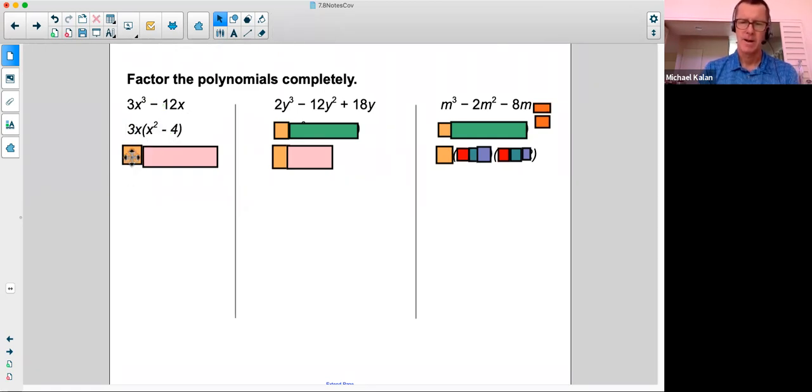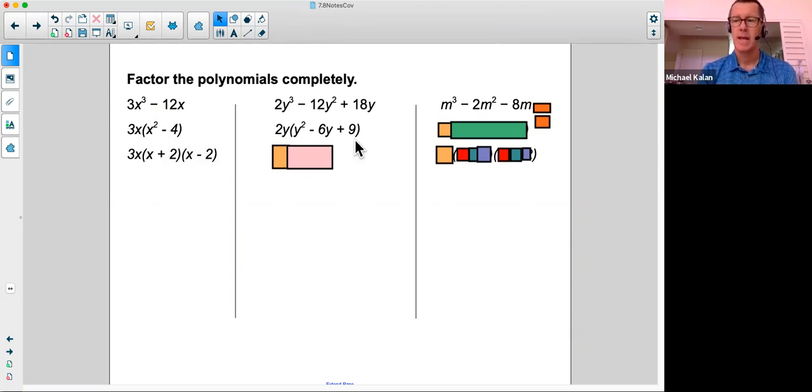Okay, hopefully on this one you took out a 3x, and that left you with x squared minus 4. Look what we got there. A difference of two squares, x plus 2, x minus 2. Remember, we're always factoring completely. Okay, so try the next one now. Hopefully you took out a 2y, and that left us with y squared minus 6y plus 9. It's a trinomial, so the question you're asking yourself is, is it a perfect square trinomial? Oh yeah, perfect square. Negative 3 is one of the square roots of positive 9, times y is negative 3y. Doubled is negative 6y.